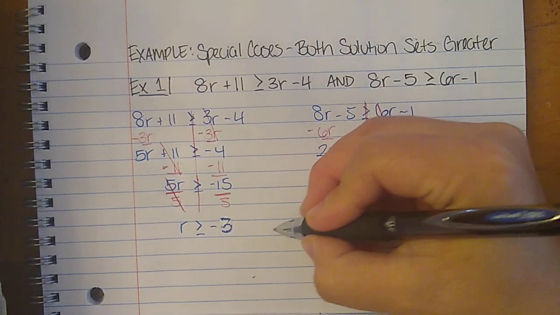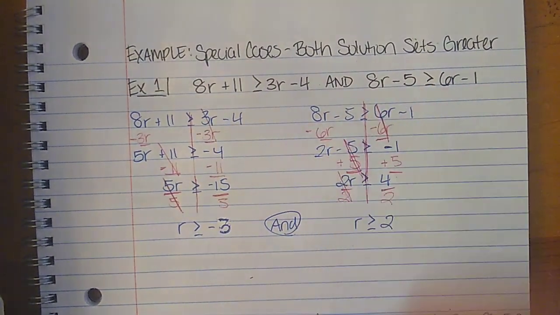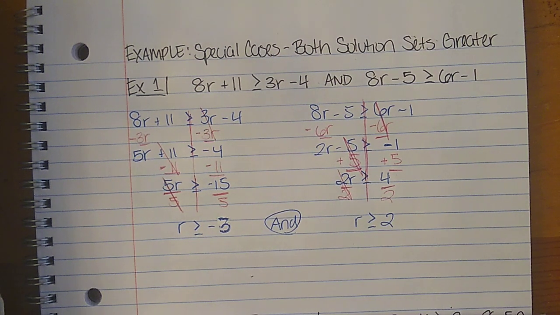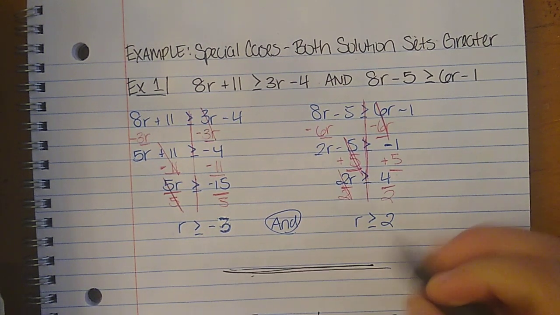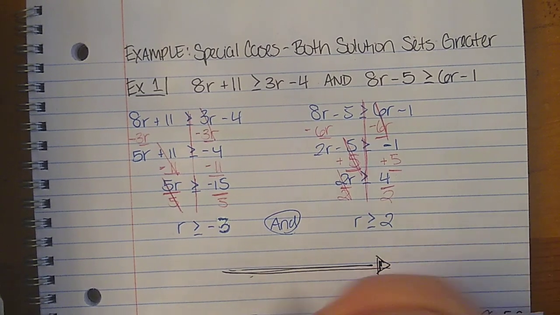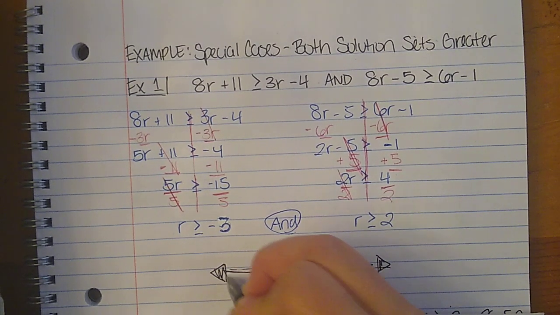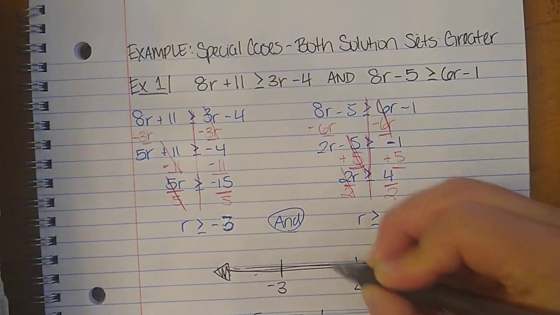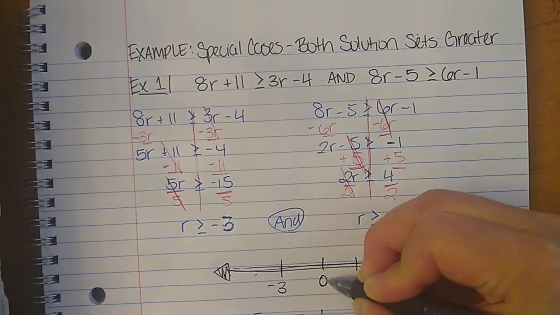So again, we need to pay attention that this is an and conjunction situation. So we need to have a number that is greater than -3 and greater than 2. So if we're thinking about what this looks like on a number line, this is the part of the video where we actually talk about how this looks as a solution. -3, 2, 0 somewhere in the middle.